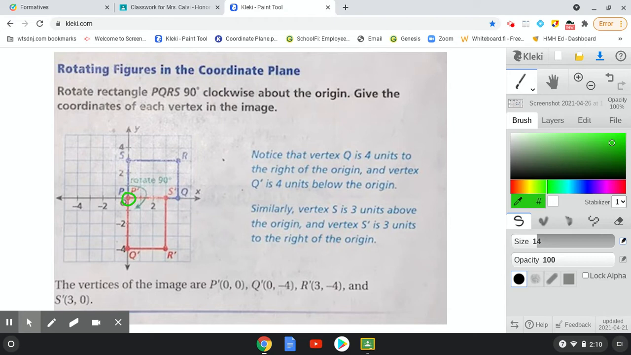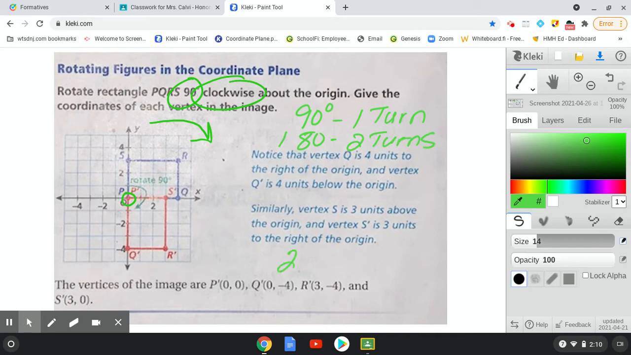The other important part is we have to look at how many degrees it's rotating and in which direction. So clockwise, that's the direction the hands on the clock move. So clockwise would be going in this direction. Now 90 degrees. So 90 degrees is equal to 1 turn. If it said to rotate it 180 degrees, that would be 2 turns. And if it said rotate 270 degrees, that would be 3 turns. And I'm going to explain what this means in just a second.